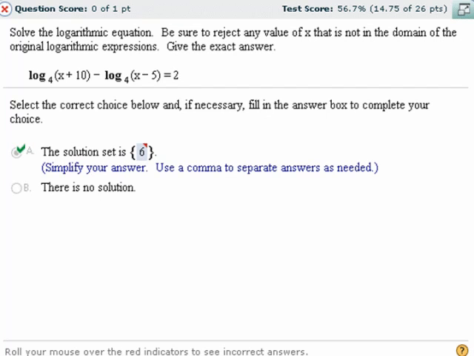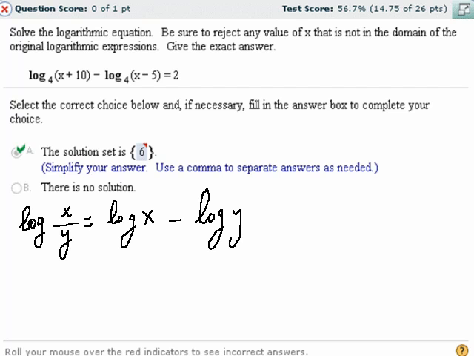Okay, the best way to solve this logarithmic equation is by starting, make sure you know the properties. And the property here is when you subtract logs, you can divide them. In other words, here's the property. If you have log of x over y, this is equal to log of x minus log of y. Okay? Because of this property, we can change this subtraction back to division.